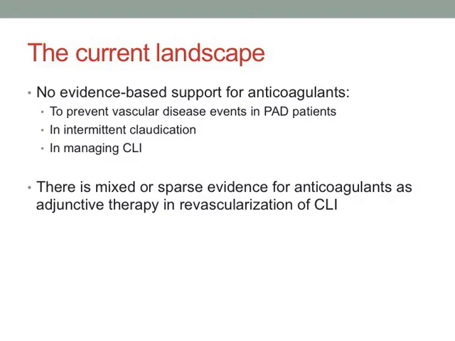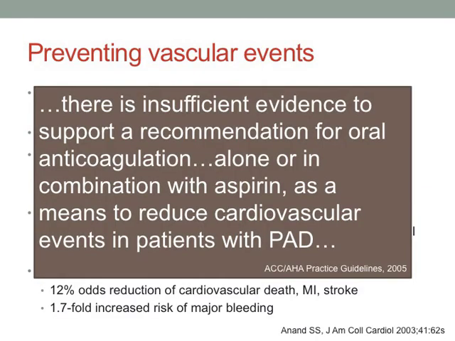So the current landscape is that there's no evidence-based support for anticoagulant use in preventing vascular disease events in PAD, and no evidence for it in treatment of intermittent claudication or critical limb ischemia. The data for anticoagulants as an adjunct to revascularization are a little bit more confusing and sparse. So the rationale for anticoagulants in preventing vascular events really comes from the literature on coronary artery disease.